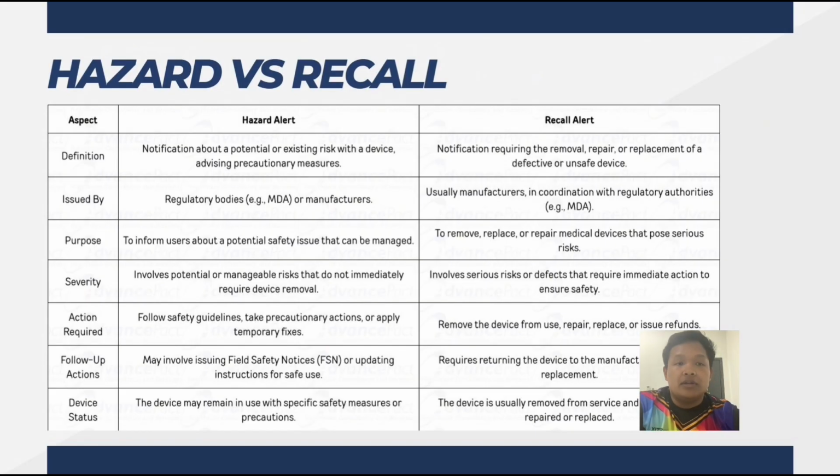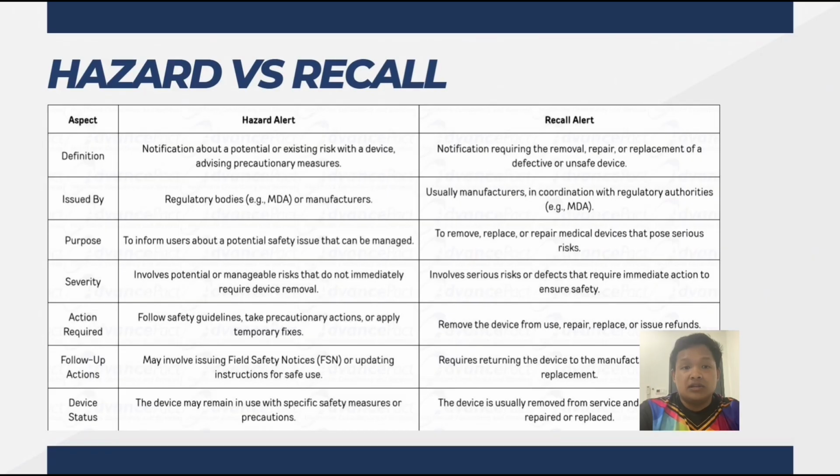And then a recall alert, usually issued by the manufacturer in coordination with regulatory authorities. The next aspect is purpose. The purpose of a hazard alert is to inform users about a potential safety issue that can be managed. For a recall alert, the purpose is to remove, replace, or repair medical devices that pose serious risk. The next aspect is severity.